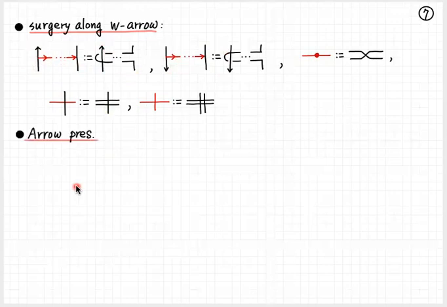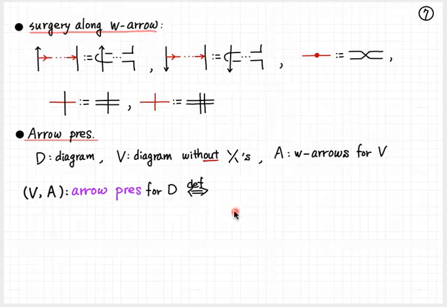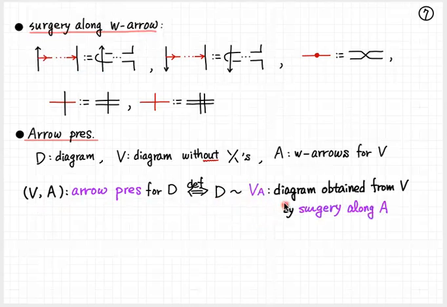Now, what is an arrow presentation? Let D be a diagram and let V be a diagram without real crossings, which means V has only vertical crossings, and A is a set of double arrows for V. Then the set VA is an arrow presentation for D if D is equivalent to the diagram obtained from V by surgery along A. We denote it by VA. This is the definition.